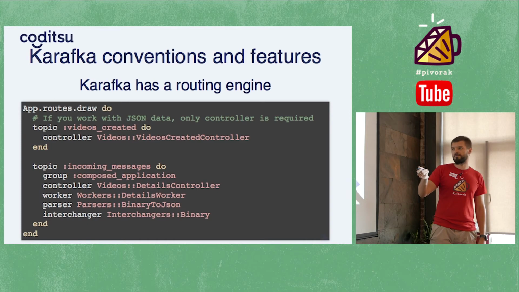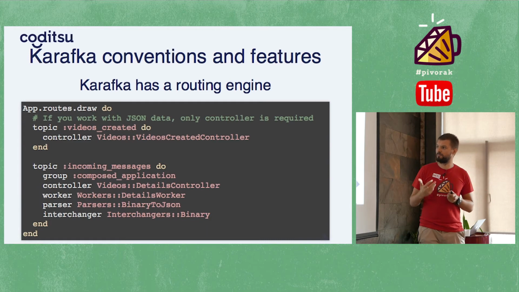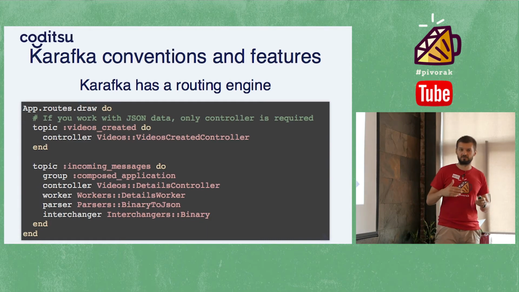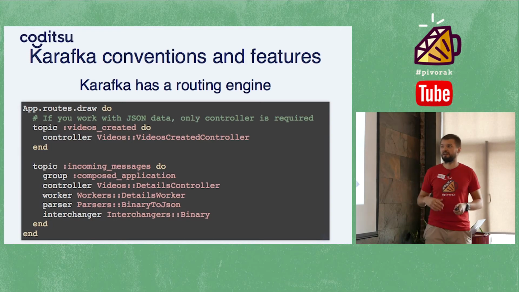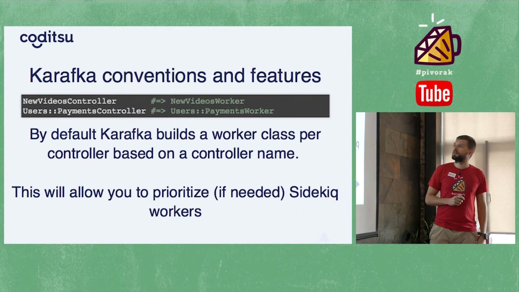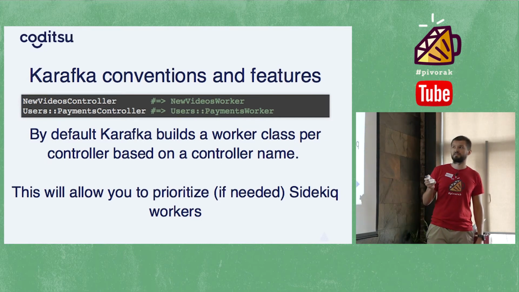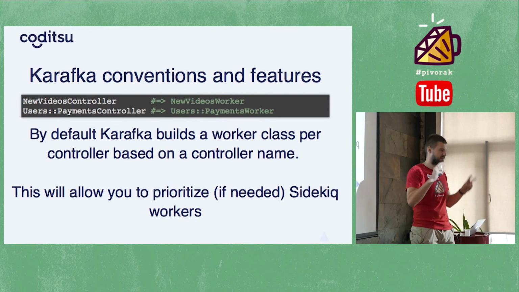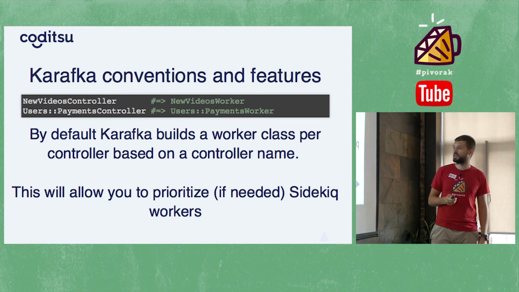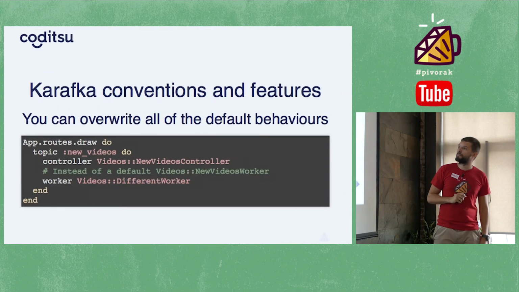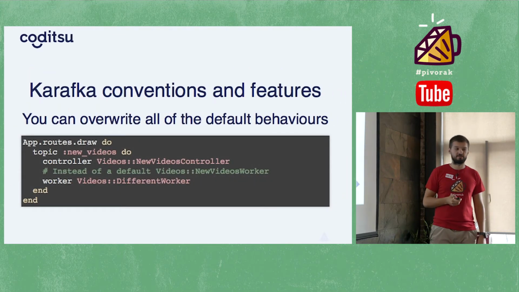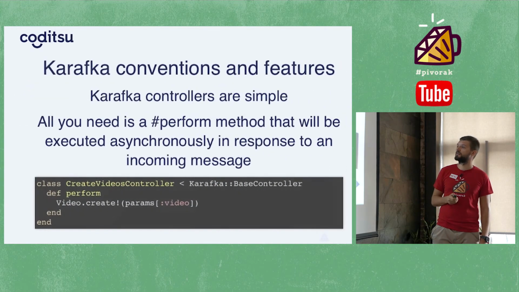There are some options that you can use to make it more customizable. If you don't decide to work with JSON, if you stream binary data, if you want to do things differently, you can do it. But by default, it's not needed. You don't need to define workers, Sidekiq workers, and stuff like that. It happens automatically based on the names. So I think this is the only magical part. But you don't have to use it if you decide. You can override everything and make it your own.